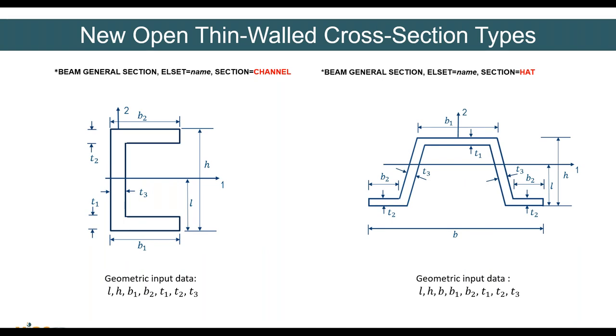And if you're working on this beam section, we have good news that we have included two sections for thin wall cross section in beam general section. That is the channel section that you see on the left hand side and the head section. So here in the keyword, what we have is *BEAM GENERAL SECTION, and then the parameter SECTION equal to CHANNEL or SECTION equal to the HEAD. These are available in the standard library for beam general section from 2021 onward.